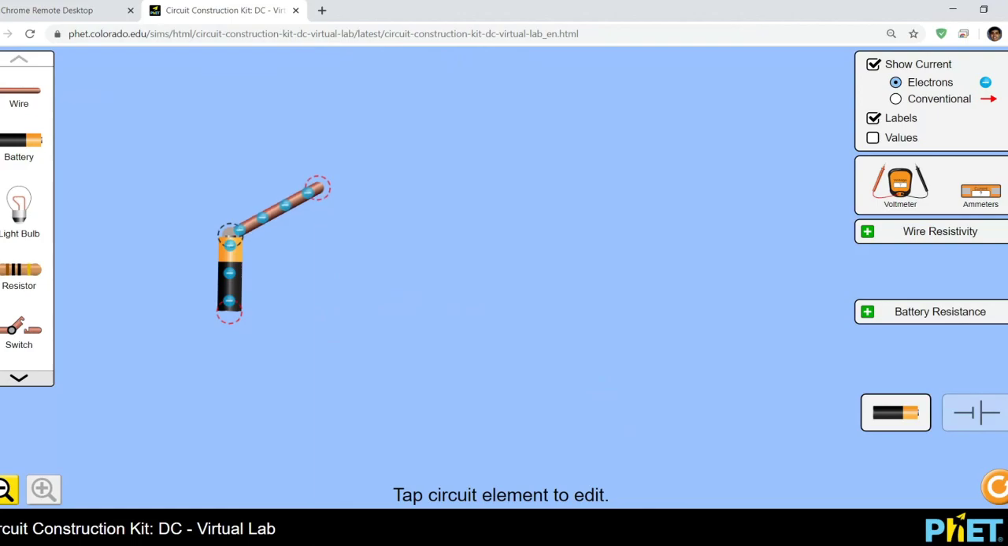Right. Next up is a resistor. This is what a resistor looks like. Whoa. And it has little bands, and the bands tell you the actual value of it.